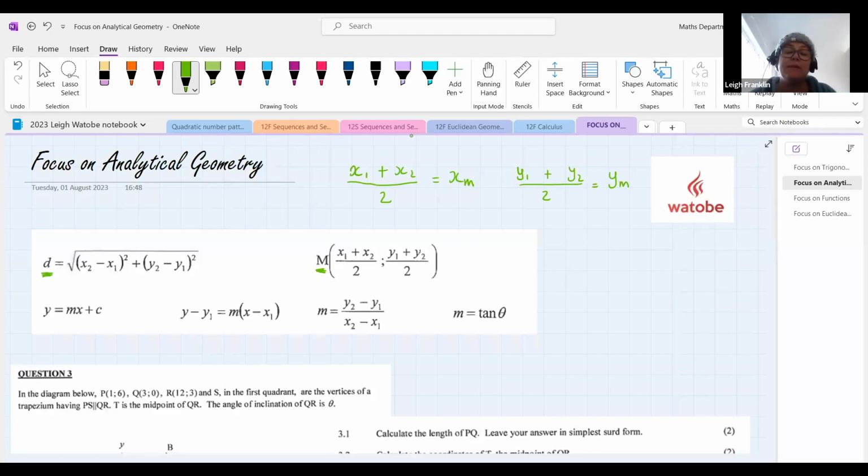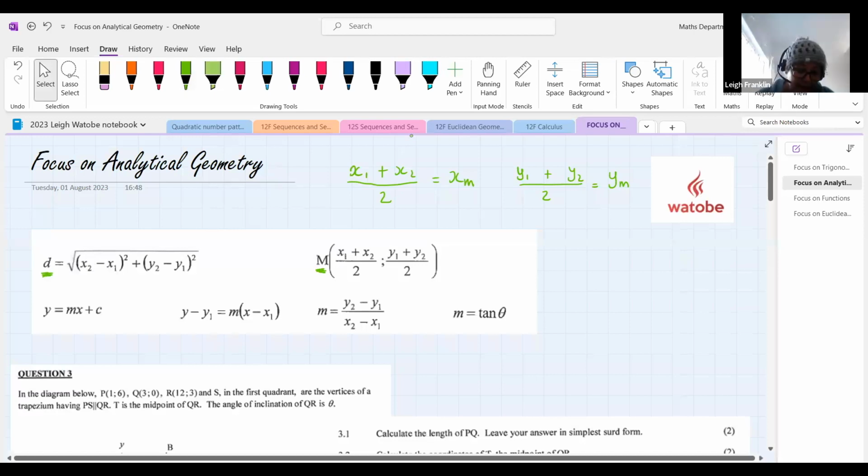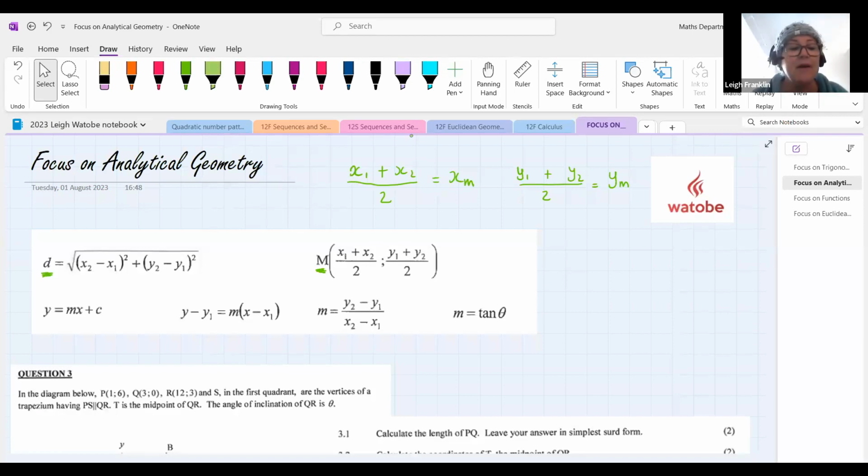So don't forget about setting it out like that as well, in case they give you the midpoint and they want you to calculate either an x or y coordinate at the end that's missing. Then this formula over here, we're all very familiar with this by now. That is the equation of a straight line, with m being our gradient and c being our y-intercept. This is another way that we can calculate the gradient of a straight line.